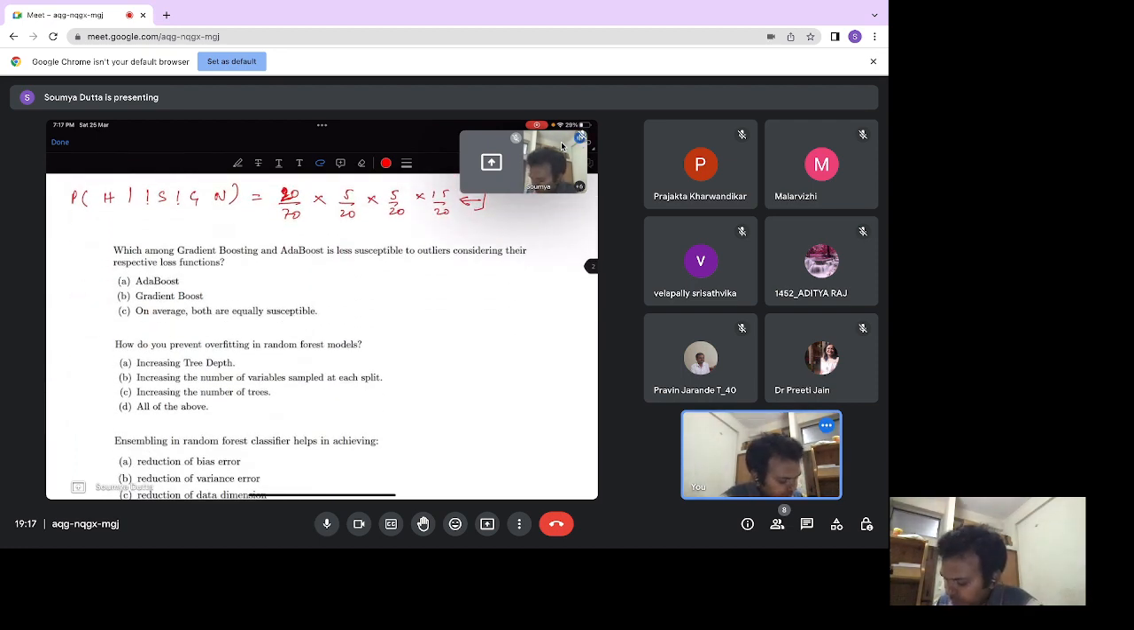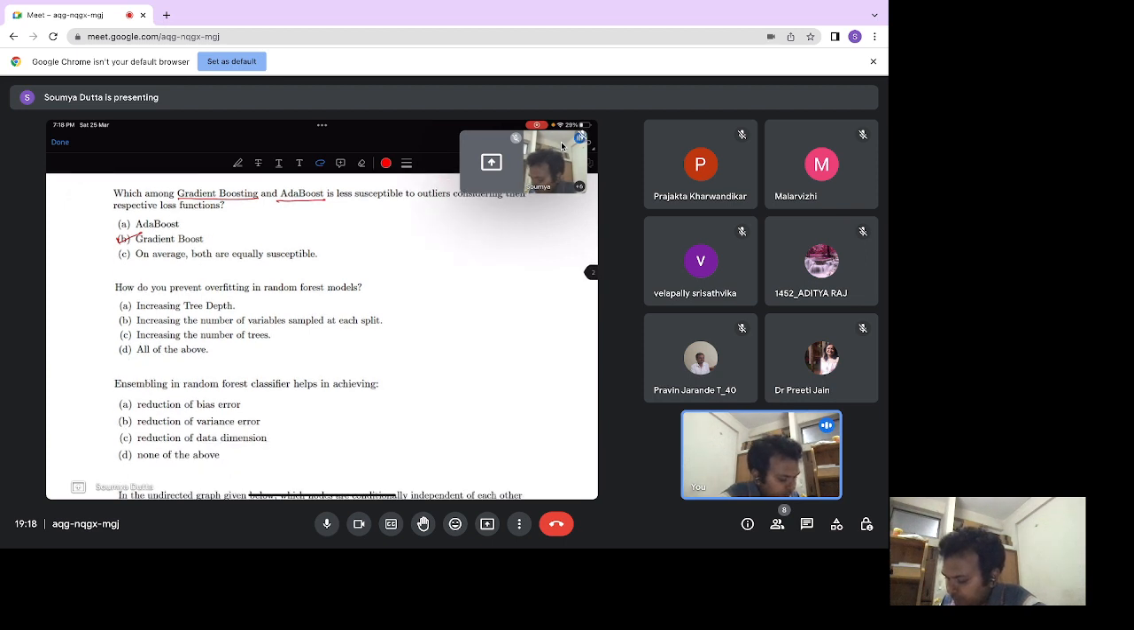Okay, so the third question is, which among gradient boosting and AdaBoost is less susceptible to outliers considering their respective loss functions? If you go through the lecture, it's clear that gradient boosting uses a mean squared loss, and AdaBoost uses an exponential loss. An outlier is very far from your other examples, and therefore AdaBoost will be more susceptible to outliers because it will give an exponential loss to that, while gradient boosting will only give an MSE loss. Therefore gradient boosting is less susceptible to outliers considering the respective loss functions.